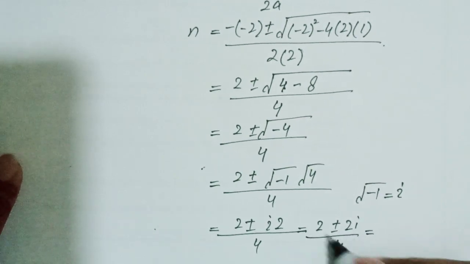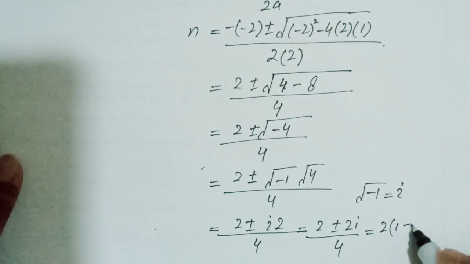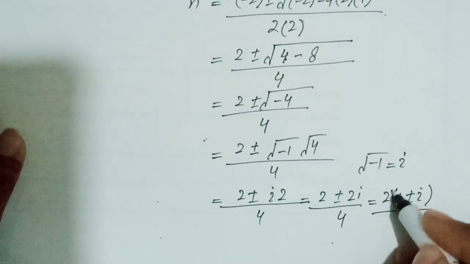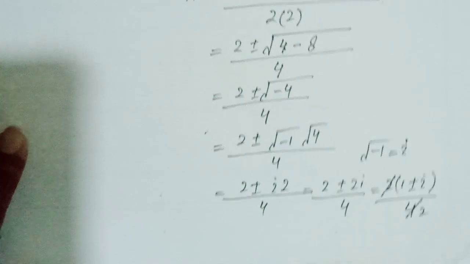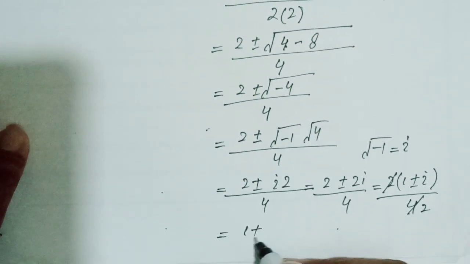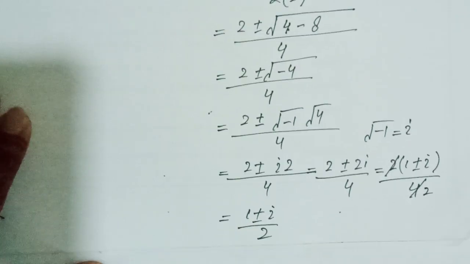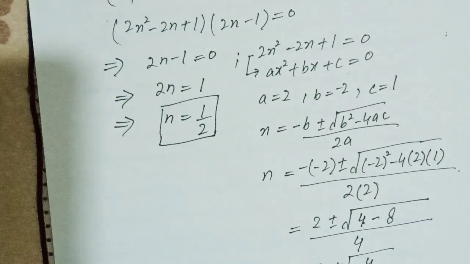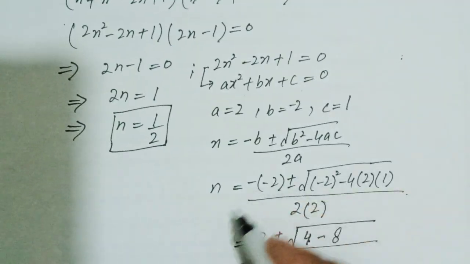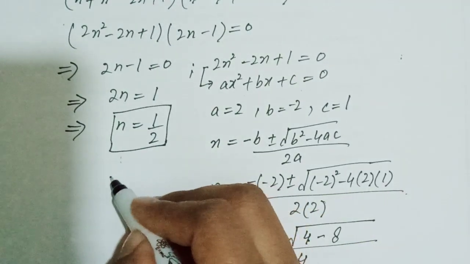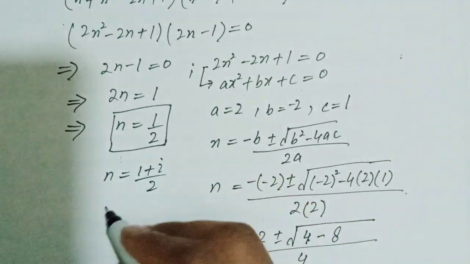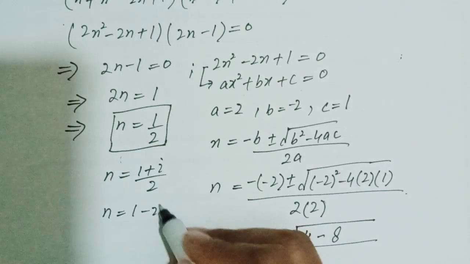So again, take 2 as a common term. 1 plus minus iota over 4. So I can cancel 2 with the 4. So this equals 1 plus minus iota over 2. This is the value of n I have found. So here I have the values. n equals 1 by 2, and n equals 1 plus iota by 2, and n equals 1 minus iota by 2.